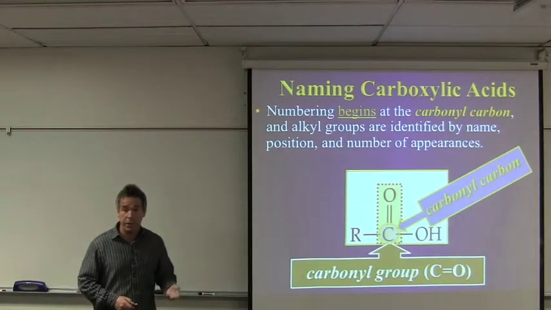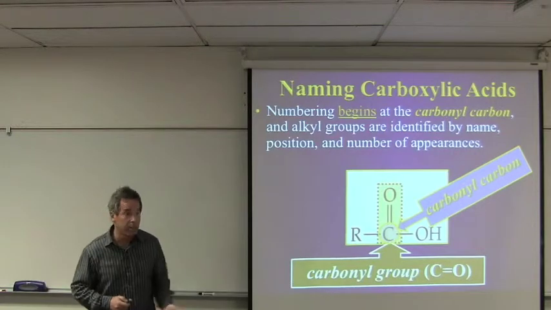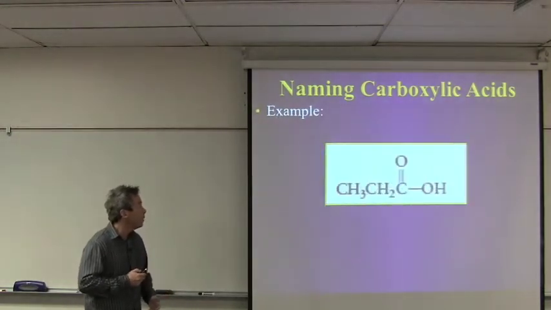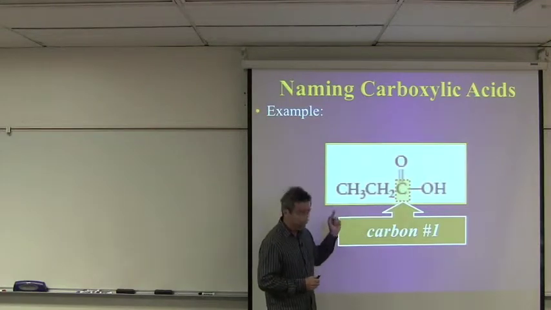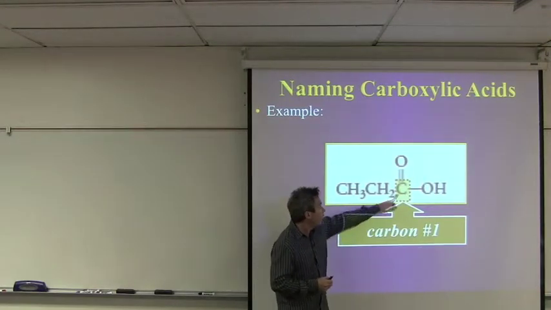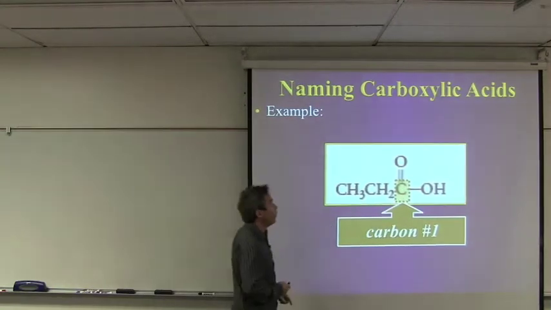When we have substituents, we list them out in front in alphabetical order, just like we did for alkanes, alkenes and alkynes. For example, here's a specific carboxylic acid. When we number the parent chain, that's going to be carbon number 1, the carbonyl carbon.